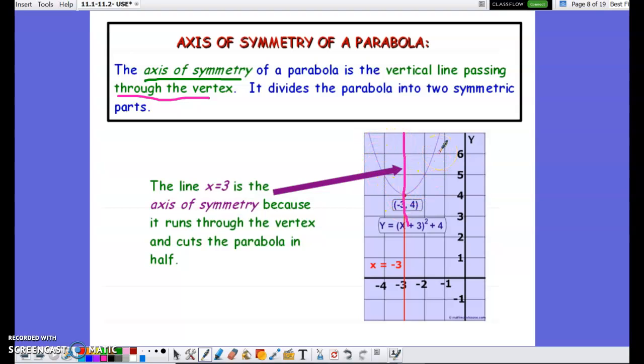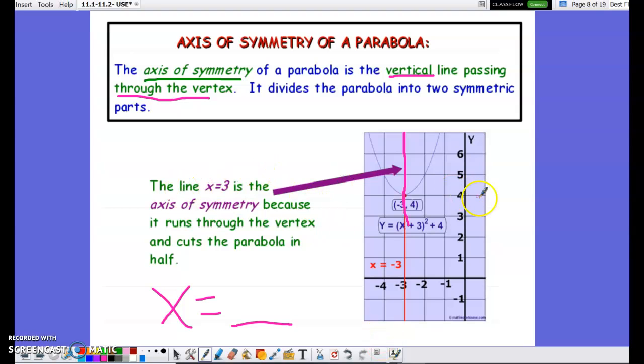It's the line that cuts right through the middle. Again, it's the vertical line passing through the vertex. It divides the parabola into two symmetric parts. Since it's a vertical line, if we think back to first semester on our linear function section when we did graphing lines, we know if it's a vertical line, it's always going to be x equal to some number. That's how vertical lines work.